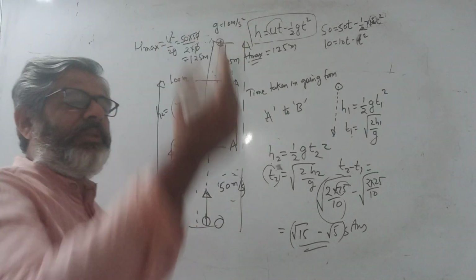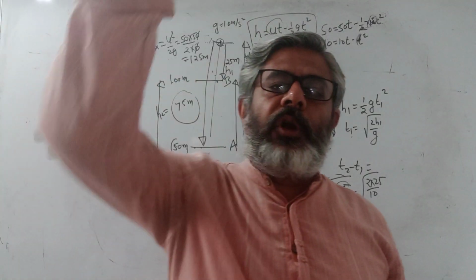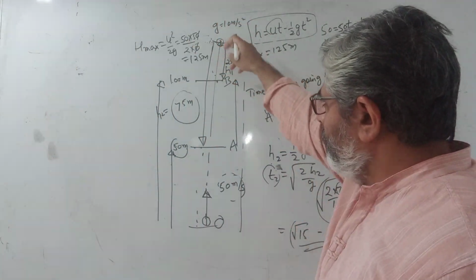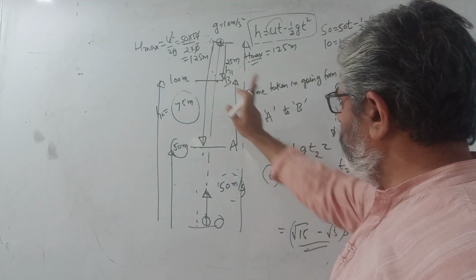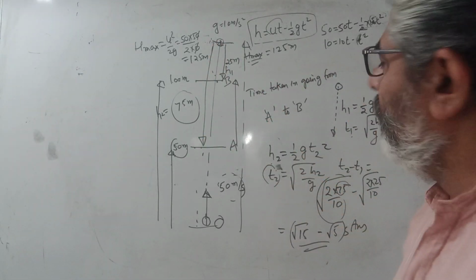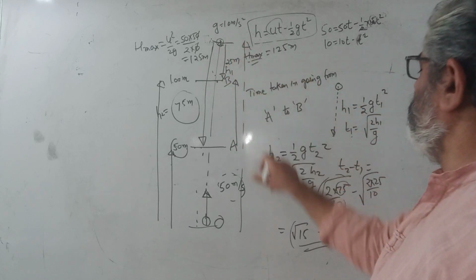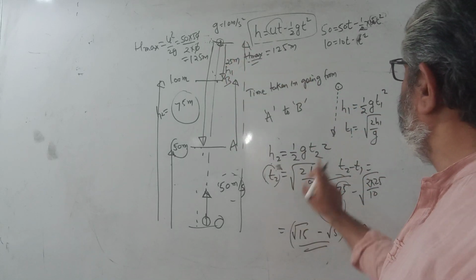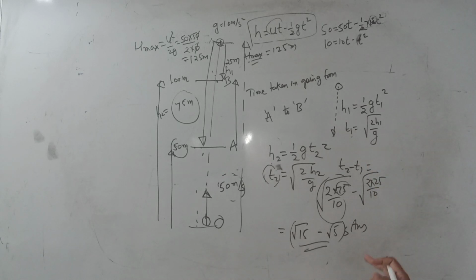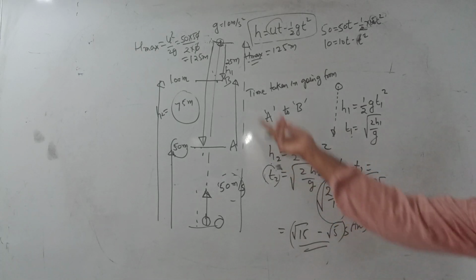That is, if you throw something up, you have to use a quadratic equation. But if you drop something from here, from this point, then calculating time is very easy. Simply you can say h1 is equal to half g t1 square, h2 is equal to half g t2 square, and the answer is simply t2 minus t1. So t2 is square root of 2h2 by g, t1 is square root of 2h1 by g, and simply h2 is 75.